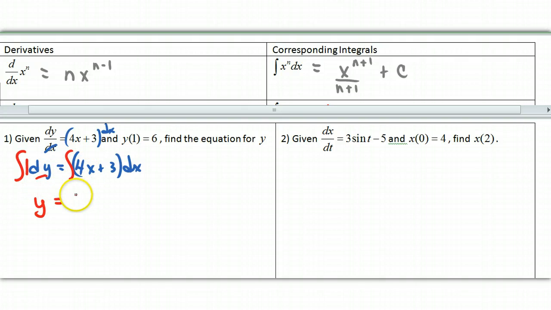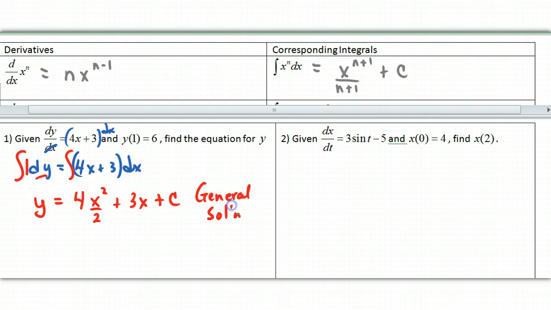Then this piece, I know that this is going to be 4x squared over 2 plus 3. I don't have a variable there, so I need a variable there. And don't forget the plus c. This is called your general solution. General because I have the plus c.